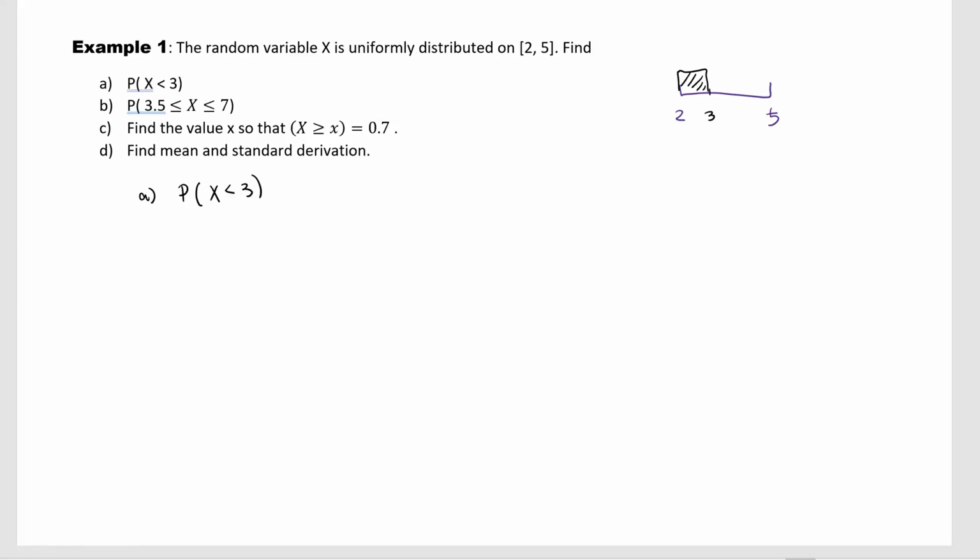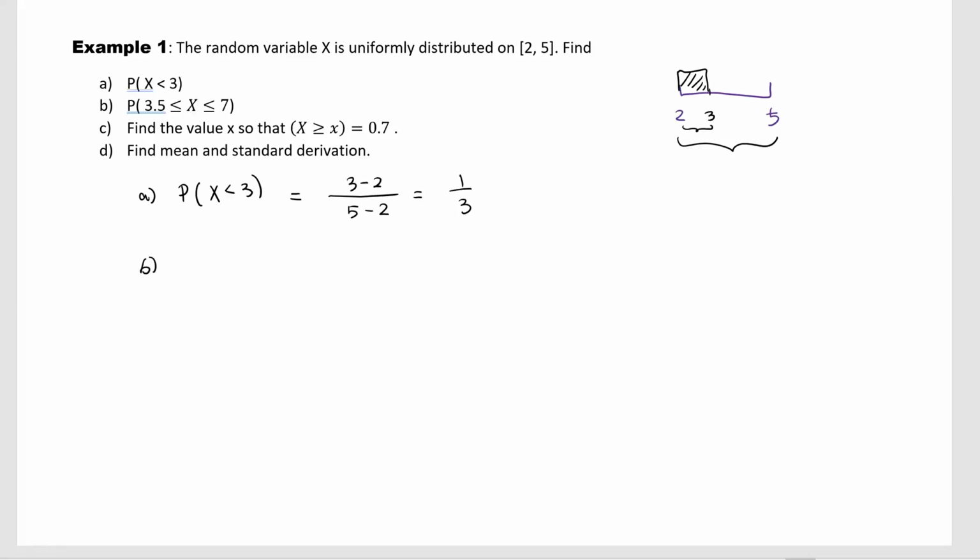Okay, so how do we calculate the probability? You use the ratio, right? You use 3 minus 2, this is what we want, over the total. What's the total? 5 minus 2. Well, 3 minus 2 is 1, and 5 minus 2 is 3. So this is the probability of x less than 3, 1/3. So far, so good, everybody?